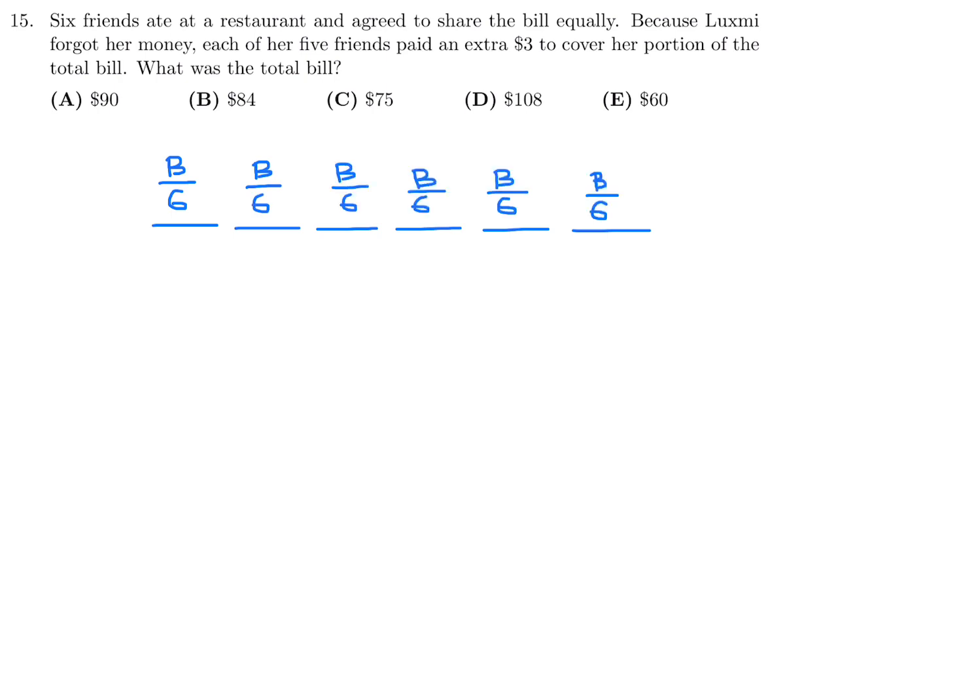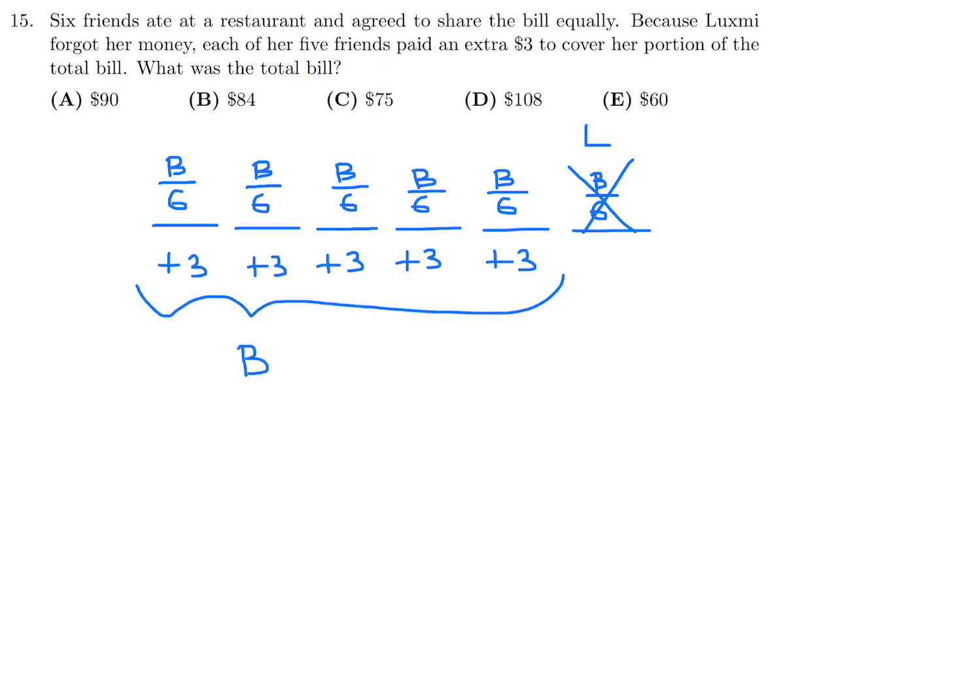Now, Lakshmi doesn't have her money, so she doesn't pay. So what everybody else does is they add an extra $3 to their amount, and that is equivalent to the bill. So that's our mathematical equation. We've got these B over 6's, and we got 5 of them. So 5 times B over 6, and then 5 times 3, because each of them puts $3 each. And that is equal to B, which is the cost of the bill.